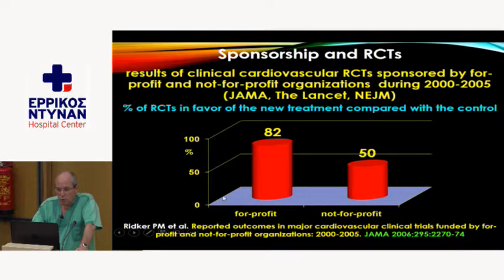When the sponsor was a for-profit sponsor, like a company that is producing something, 82% of the trials were in favor of the new treatment. When it was a not-for-profit study, only 50%. So it means that there is a problem.